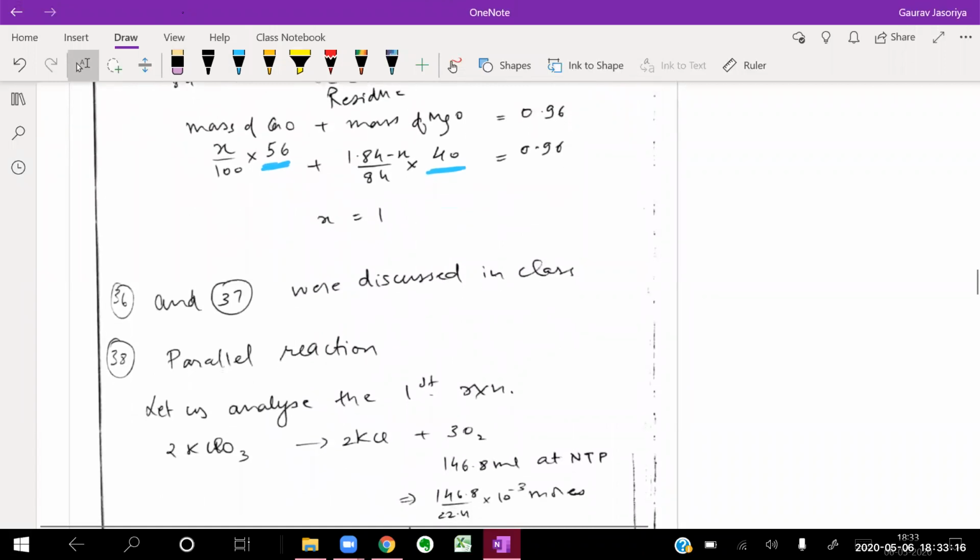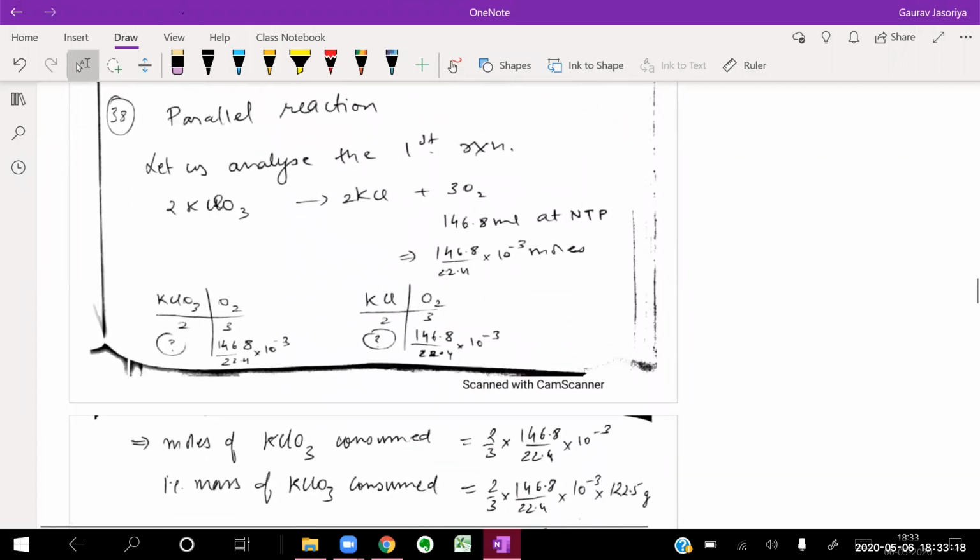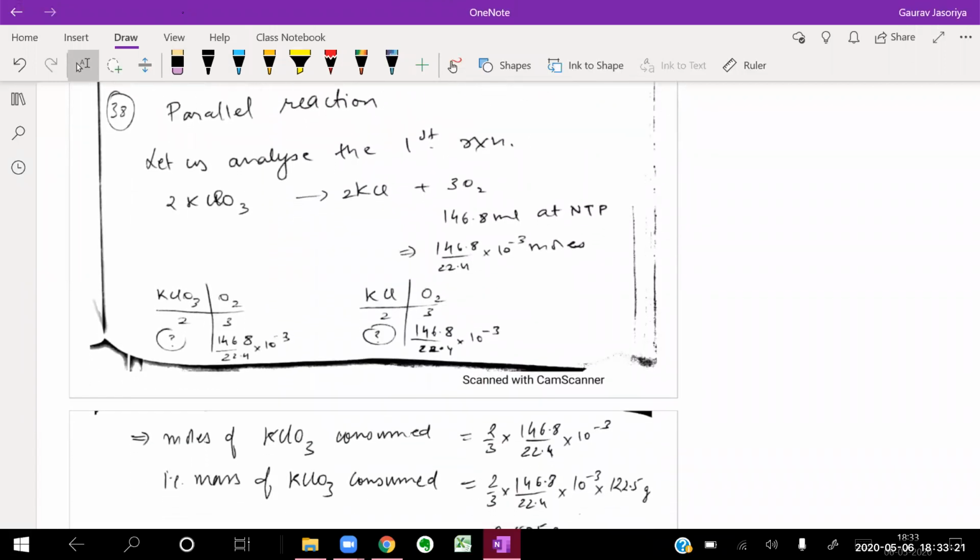Now 36 and 37 were discussed in class. 38th, yeah, sorry, one question with so many bad calculations. It's a difficult question, and over and above that difficulty level, the calculations were horrendous. So here we go. It's a parallel reaction. As you can see, the same reactant undergoes two reactions.